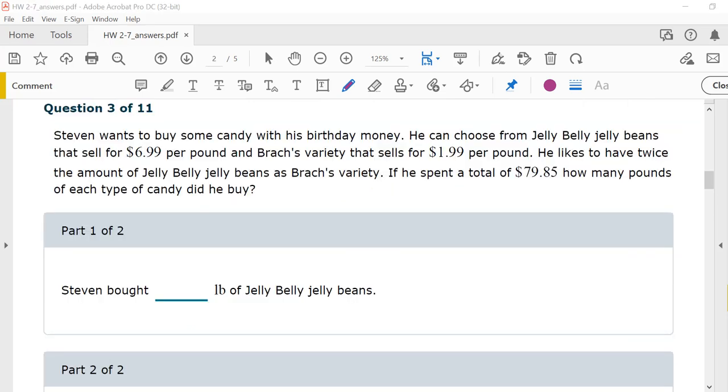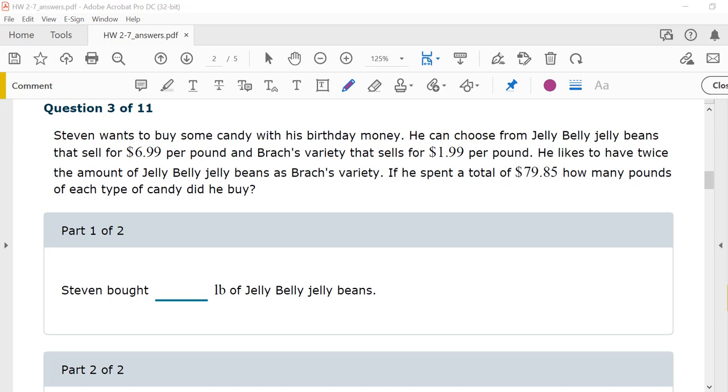Question 3. Stephen wants to buy some candy with his birthday money. He can choose from Jelly Belly jelly beans that sell for $6.99 per pound and Brock's Variety that sells for $1.99 per pound. He likes to have twice the amount of Jelly Belly jelly beans as Brock's Variety. If he spent a total of $79.85, how many pounds of each type of candy did he buy?